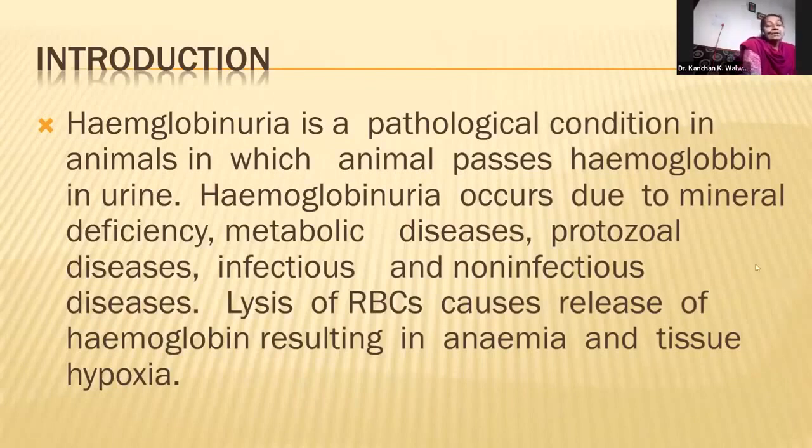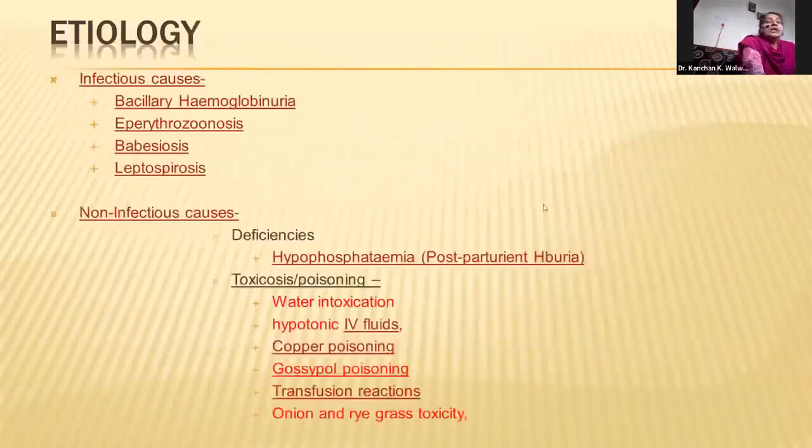Since there is lysis of the RBC, there will be anemia, because hemoglobin is the main molecule of oxygen transport to the tissue. So there will be anemia because of the rupture of the RBCs. There will be anemia, and because of reduced amount of hemoglobin in the blood, there will be hypoxia. It will lead to tissue hypoxia. So coming down to the etiological agents of hemoglobinuria.